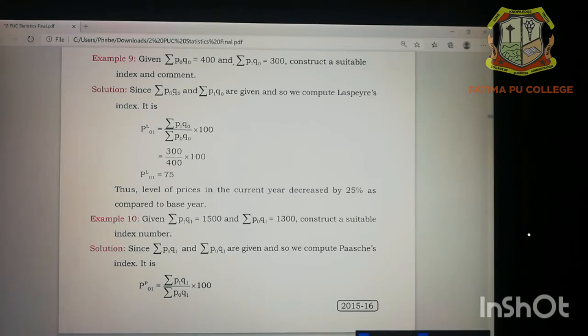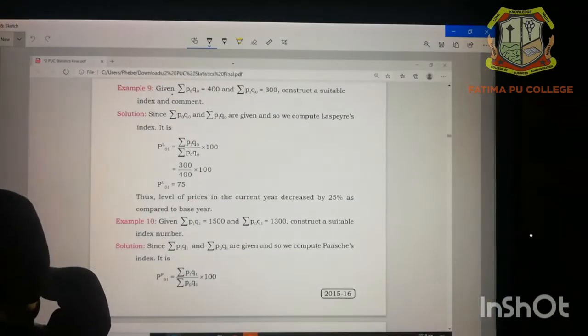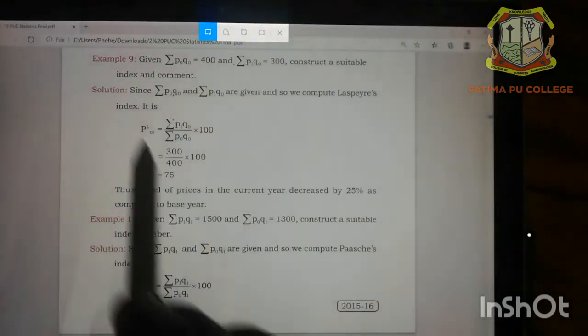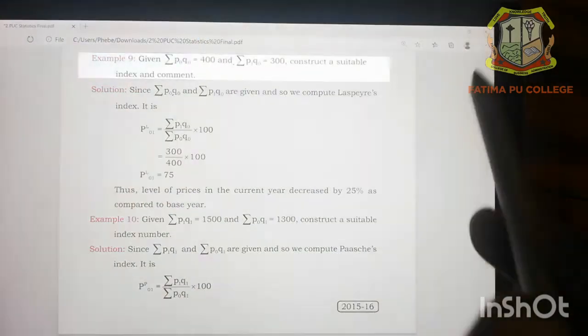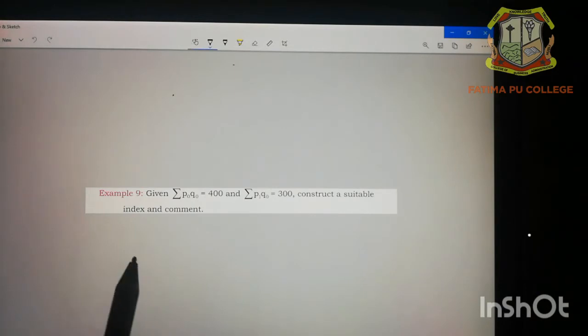I hope you're following my explanation. There are a few problems in the textbook, students. I am taking all the solved examples only, so that if you take up unsolved problems of the same variety and do them, it will be like practice for you. Let me take this problem for you. This is a problem of 2 marks, which is given on the screen.